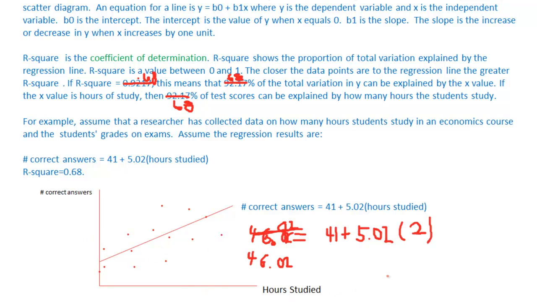Now, if they had studied for 10 hours, notice each hour gives you an extra 5.02 points. It's supposed to be 5.02 times 10 plus 41. 10 hours should give you an A. Give me an A. There it is. You did well on the exam because you studied. So keep studying.